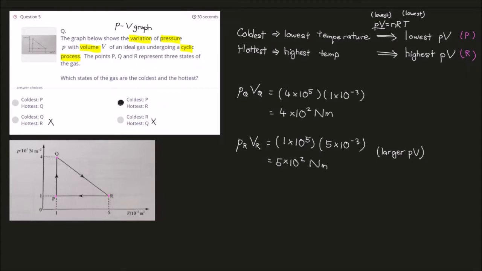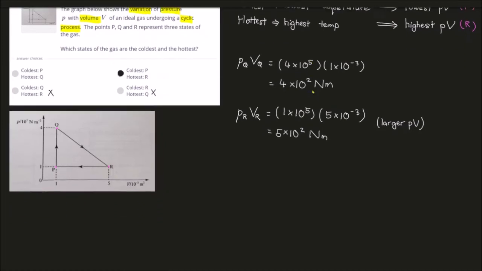So when they ask for temperature and you're unable to get temperature directly, what you should do is try to relate temperature with something that is given here. You are given pressure and volume. To relate these two things together, you need PV equals nRT. Okay, so that's all for question 5. Let's move on to the next question.